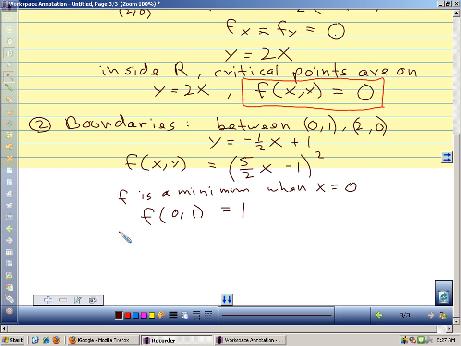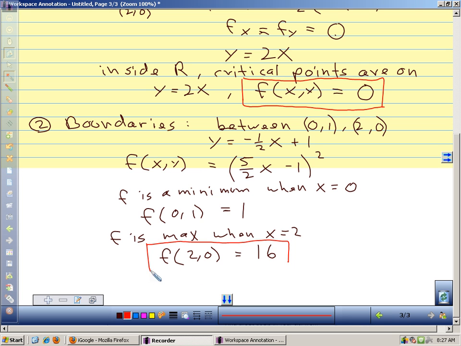f is a maximum when x equals 2. And f of (2, 0), just plugging back into my original function, is 16. So this isn't going to be one of our absolute max or min because it's bigger than the ones we found here. But this one could be. This one could be a maximum. This is the biggest value we found here, at the point (2, 0).